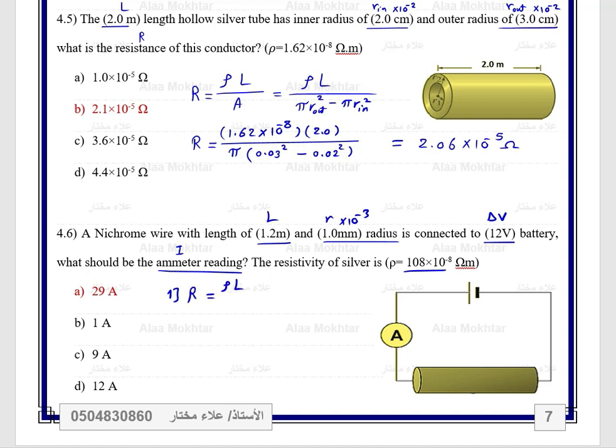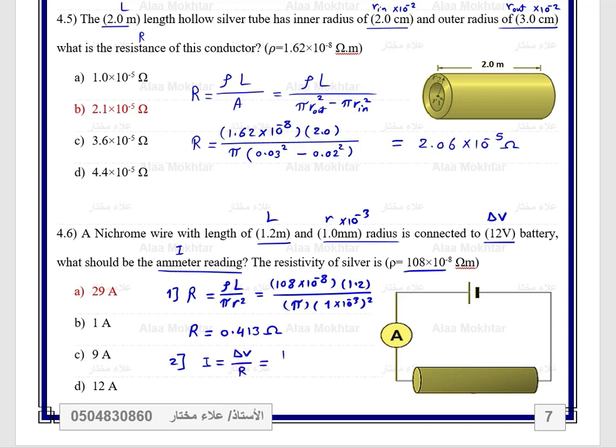It's rho multiplied by length over pi R squared, the area. Rho is 108 times 10 to the negative 8 multiplied by length 1.2 over pi times radius squared, 1 times 10 to the negative 3 squared. The resistance equals 0.413 ohms. The second step is I equals delta V over R. Delta V is 12 over the answer, 0.413. The answer is 29.08 ampere.